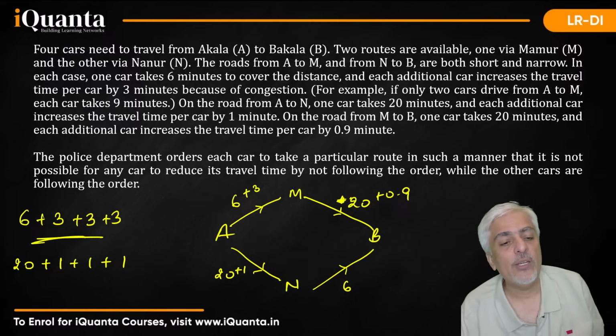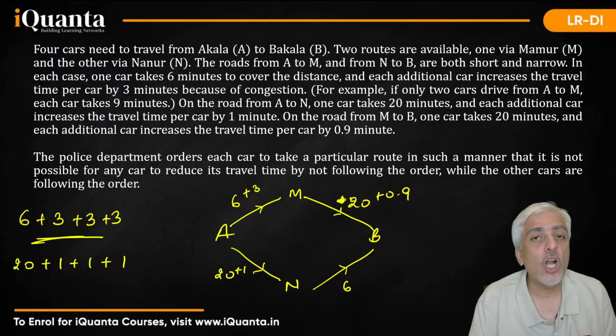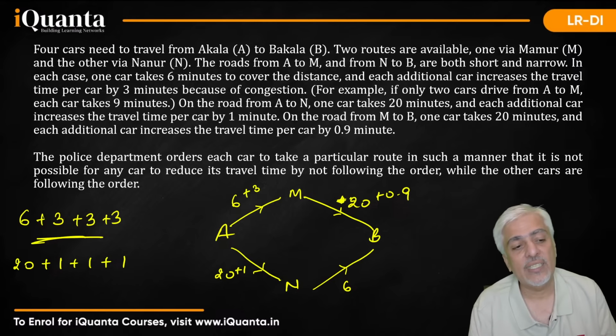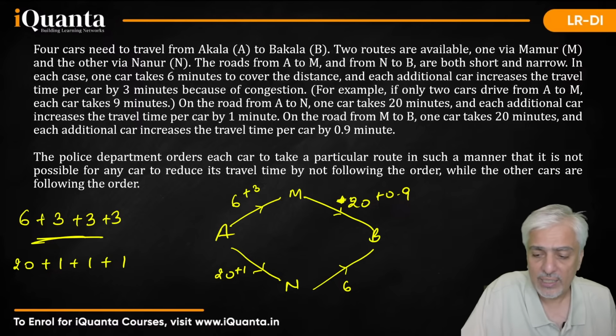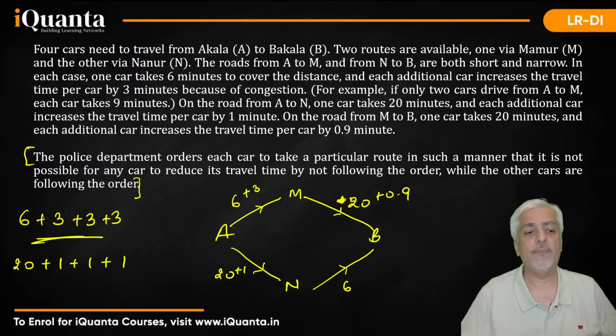The police department orders each car to take a particular route in such a manner that it is not possible for any car to reduce its travel time by not following the order while the others are following the order. This part was the slightly confusing part. You should read it at least 2 to 3 times before you take a decision to solve it.